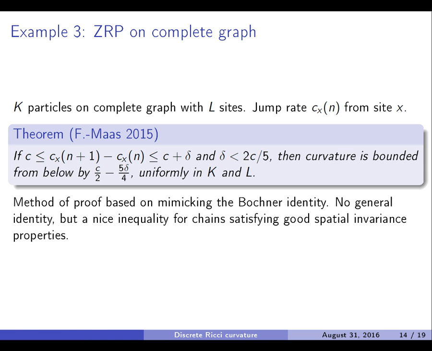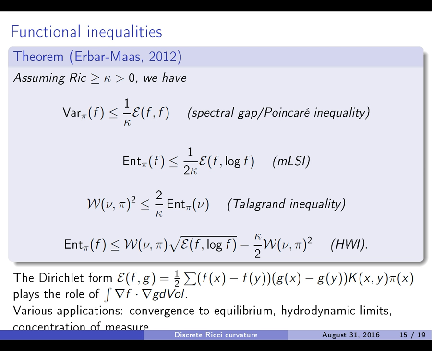Those are all the examples I wanted to talk about right now. So now applications. I mentioned this earlier, but we have several nice consequences in terms of functional inequalities. Assuming that the curvature is bounded from below by some strictly positive kappa, we have an upper bound on the variance of some function f by the Dirichlet form. This Dirichlet form E is what plays the role of the integral of the inner product of gradients. So this is the discrete version of Poincaré inequalities.